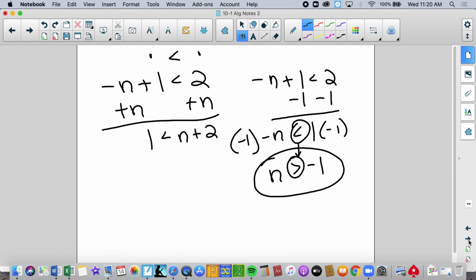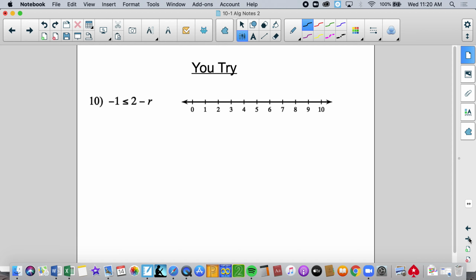That one's a tough one to explain without anybody being in the classroom. So what I want you to do with number 10 is pause the video. You try this one. I would advise you to get the variable positive by moving it to the other side. When you're ready, hit play.